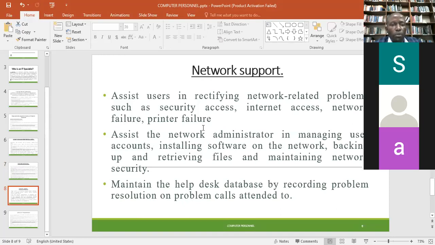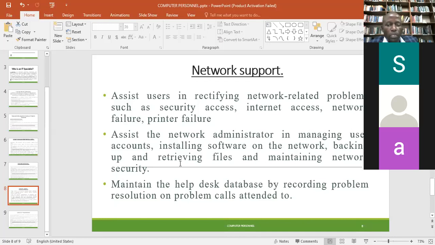So who should be able to sort out this? The person that can be employed in a company to do that kind of work should be the network support. We refer to them as network support specialist. The other role of the same individual should be to assist the network administrator. Remember, the network administrator now will be a much bigger role.